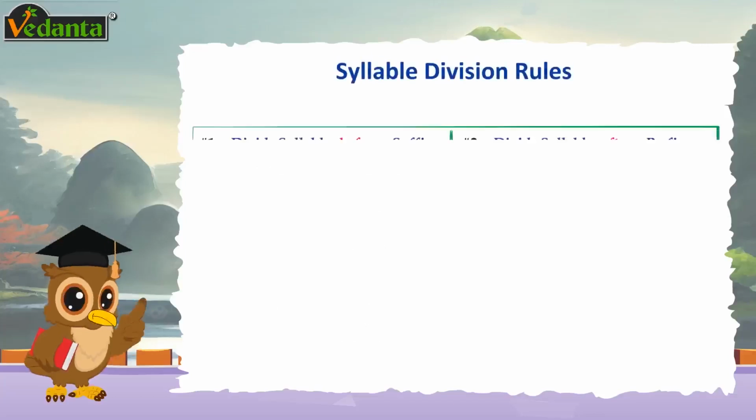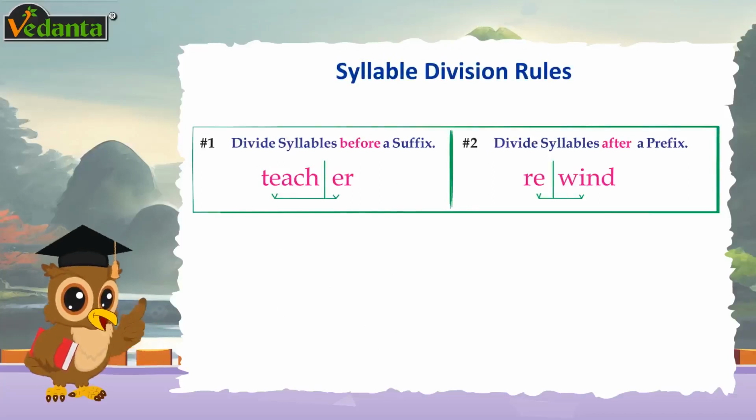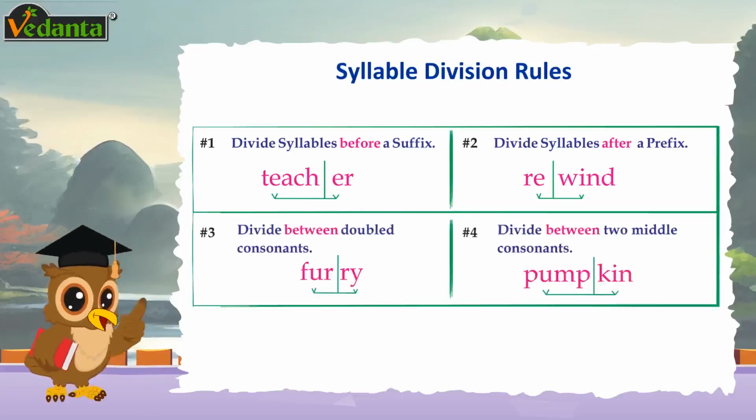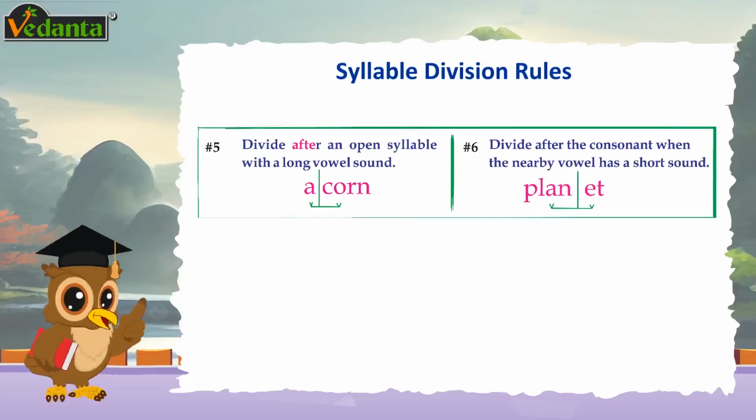Syllable division rules. Rule number 1: divide syllables before a suffix. Teach-er. Rule number 2: divide syllables after a prefix. Re-wind. Rule number 3: divide between doubled consonants. Fur-ry. Rule number 4: divide between two middle consonants. Pump-kin. Rule number 5: divide after an open syllable with a long vowel sound. Corn.